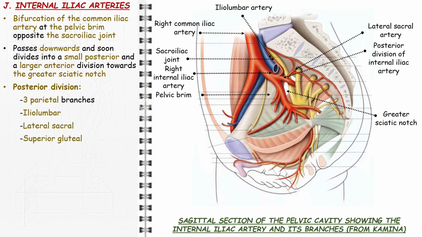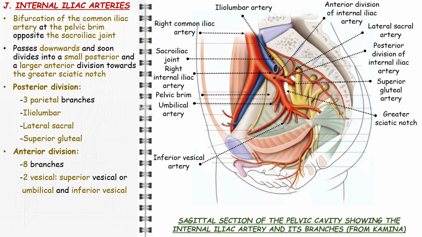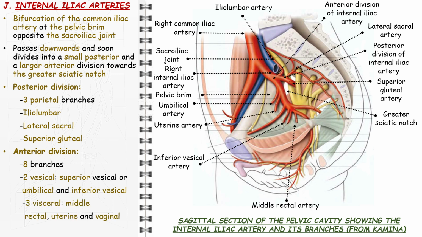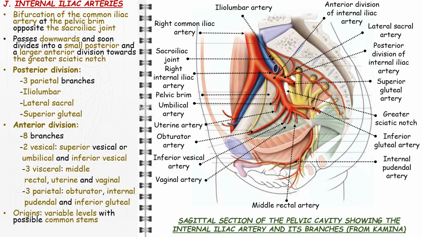superior gluteal. The anterior division breaks up into as many as 9 branches, which can be remembered conveniently as 3 associated with the bladder, the superior vesical, the obliterated umbilical and the inferior vesical, 3 other visceral branches, the middle rectal, the uterine and the vaginal, and 3 parietal branches, the obturator, internal pudendal and inferior gluteal. These branches arise at variable levels and some may have common stems. Thus, they must be traced to their destinations before they can be properly named. Note that, in men, there are only 2 visceral arteries. The uterine is replaced by the artery of ductus deferens.